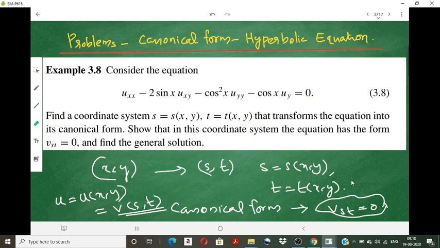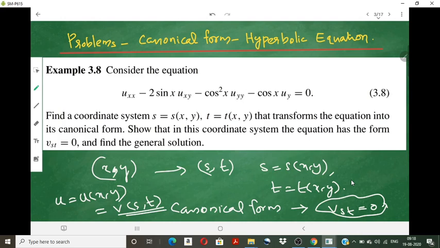0. First of all, we have to find a coordinate system s equal to s of x,y and t equal to t of x,y that transforms the equation into its canonical form. We have to show that in this coordinate system the equation has the form v_st equal to 0 and find the general solution. So here we are transforming the coordinate system from xy to st such that s equal to s of xy, t equal to t of xy.